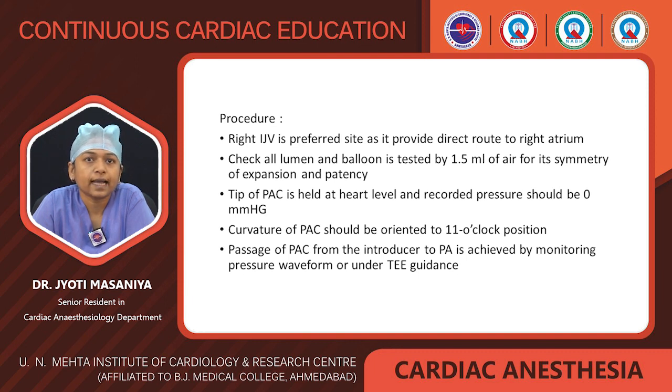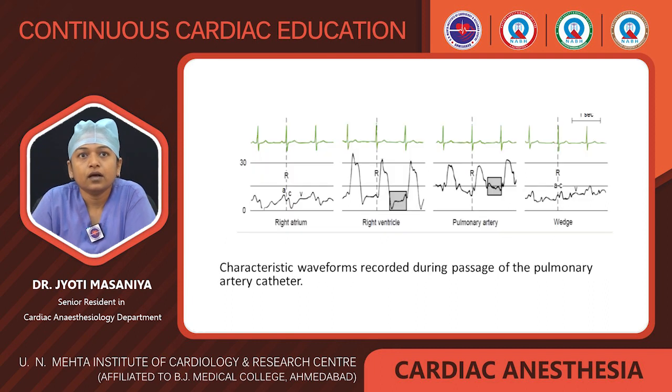The passage of the PA catheter from the introducer to the pulmonary artery is achieved by monitoring the pressure waveform or under TEE guidance. When the PA catheter enters the right atrium, the CVP waveform will appear, and here we inflate the balloon. Then we advance the PA catheter further. When the PA catheter enters the right ventricle, the systolic pressure will increase. Then we further advance the PA catheter.